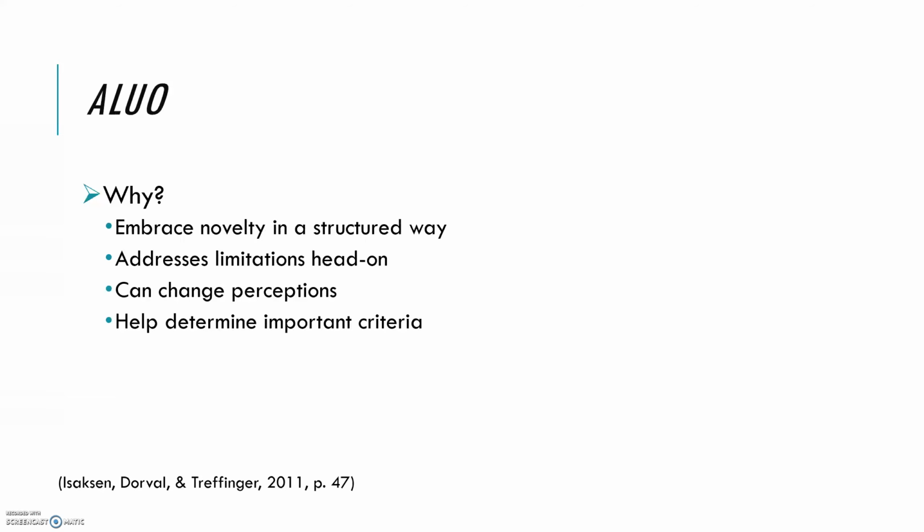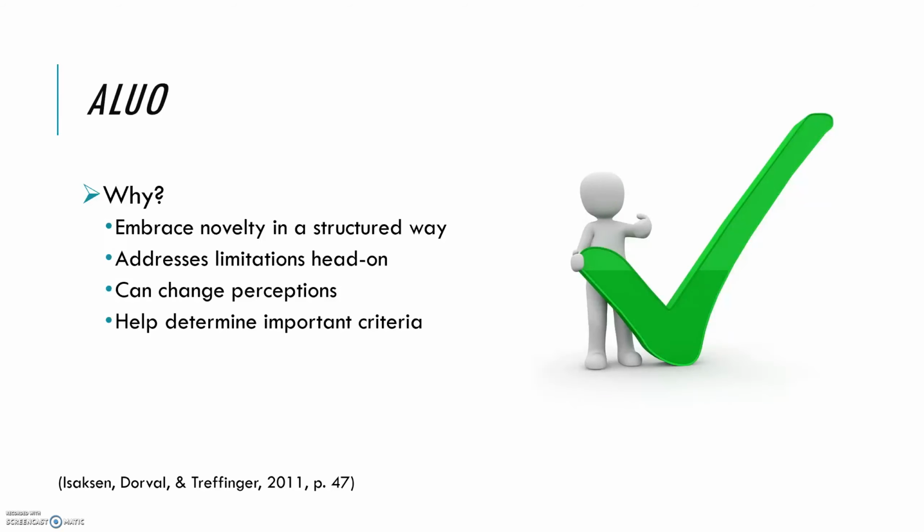So ALUO stands for advantages, limitations, uniqueness, and overcoming limitations. This is a really good thing for us to use to evaluate our choices because we can look at new things but still have a lot of structure that's important for working with our big group. We're able to address limitations head on, which can then help us overcome them. We can maybe change perceptions and get on the same page. Between teachers, there's a lot of differing perspectives, and this can help us determine what we think is the most important criteria.